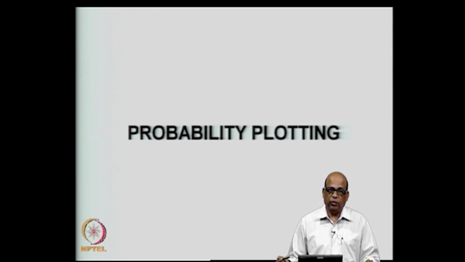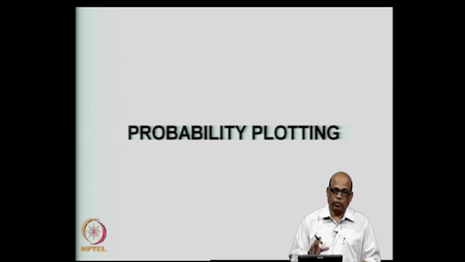Now, that brings us to the question of how do we decide which particular distribution we use for the sample data that we have. That means, let us say you have the last 30 years of observed stream flow data. Can we say that we can approximate this data by normal distribution, log normal distribution, exponential distribution, and so on?